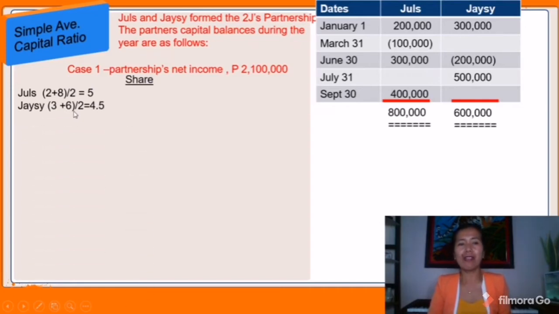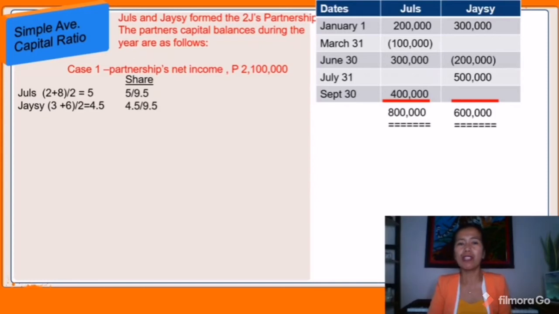And for their share, to have the fraction, that is 5 over 9.5. How do we get this 9.5? That is 5 plus 4.5. And for JC, that is 4.5 over 9.5.